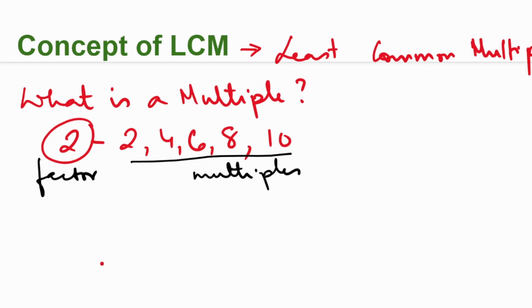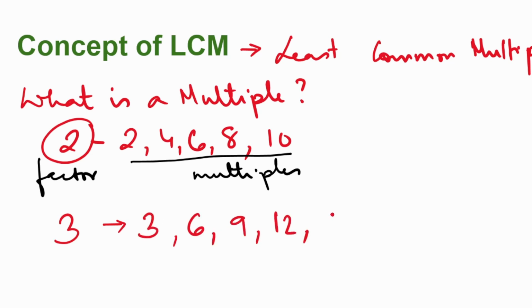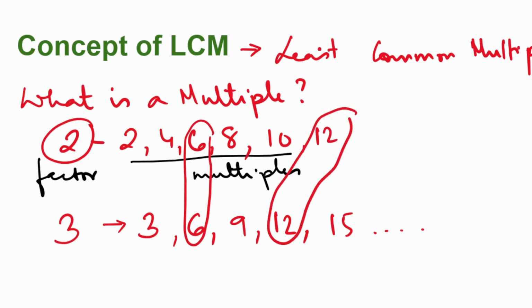Now we come to common. For common, let me take another number 3 and let me write the multiples of 3. 3 1s are 3, 3 2s are 6, 3 3s are 9, 3 4s are 12, 3 5s are 15 and so on. And let us see if there's anything common. Is 2 and 3 common? No. 4 and 6? No. But 6 is common between 2 and 3. Again, 12 would have been common. But what we are looking at is the lowest or the least common. So 6, therefore, is the LCM of 2 and 3.